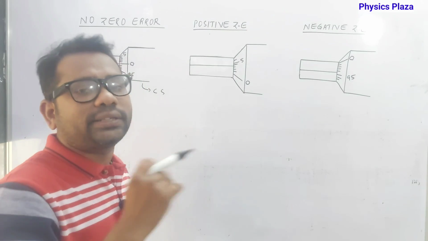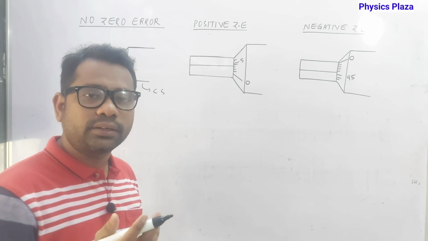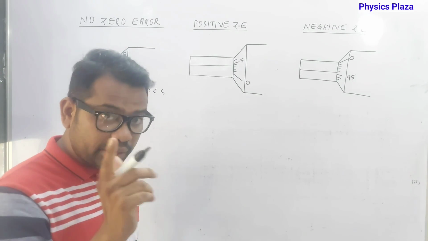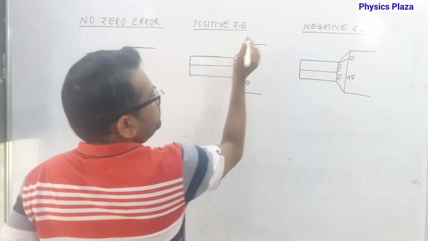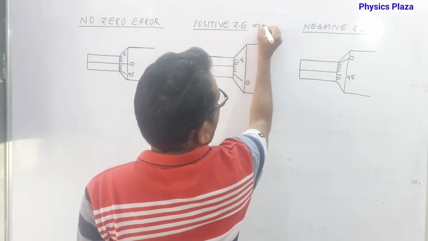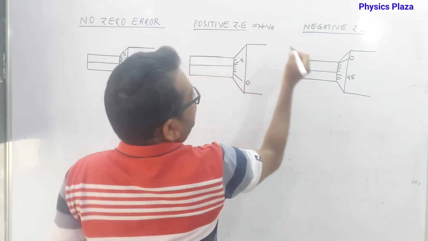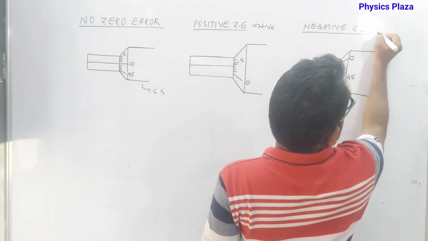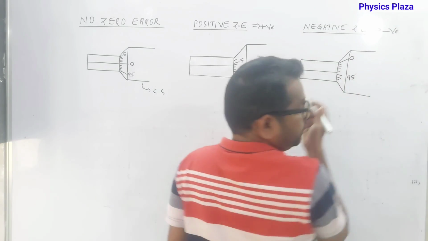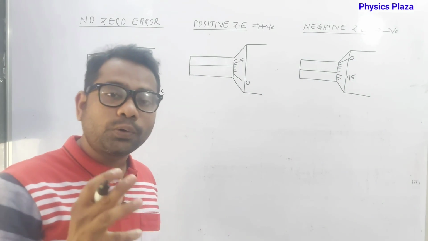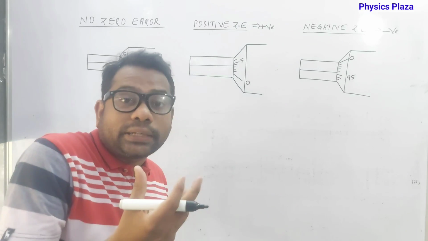But how to correct this actually? How to correct it? It's very, very important, children. Positive zero error value will always be positive. Negative zero error value will always be negative. I think you may have some confusion. Let me tell you, but how do we get the corrected value?